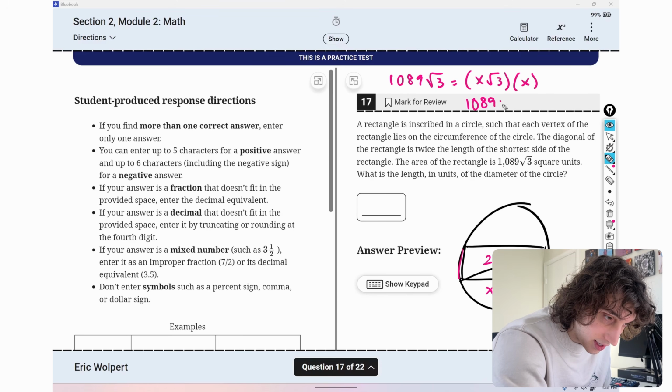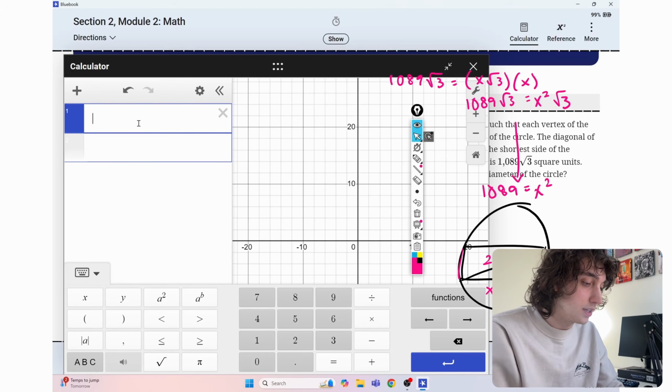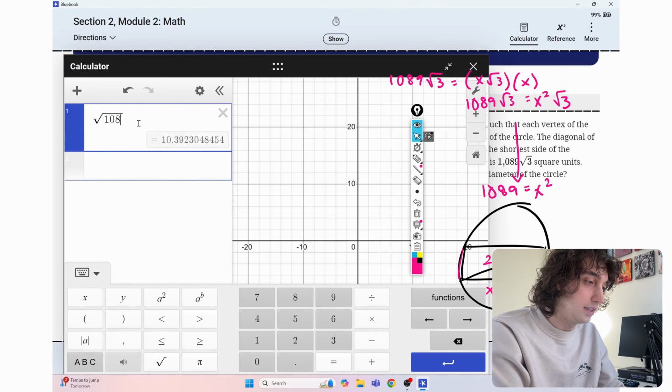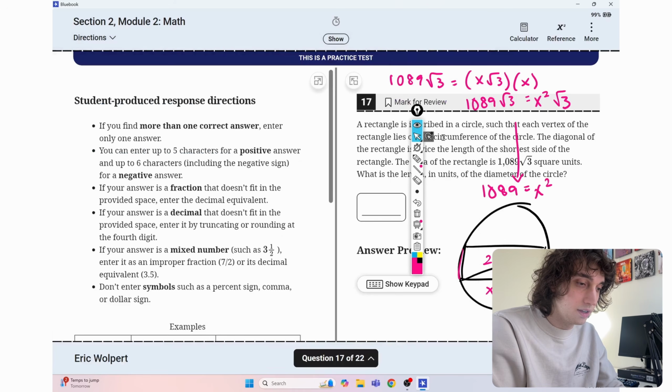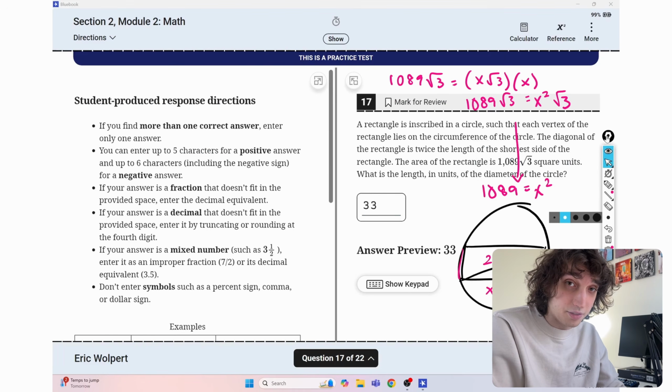This means 1089 rad 3 equals x squared rad 3. That means 1089 equals x squared. And so I can solve for x by doing sqrt 1089 and getting exactly 33. So x equals 33. Is that the correct answer though?